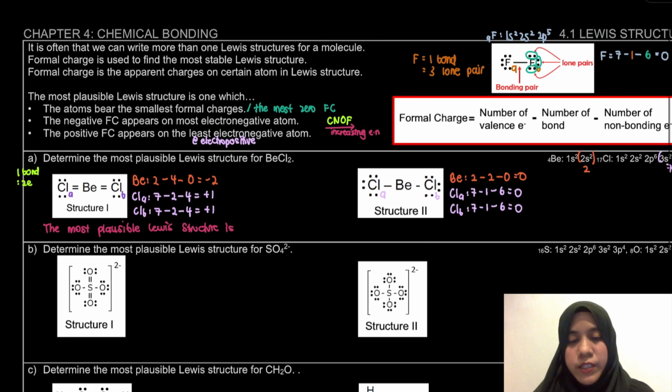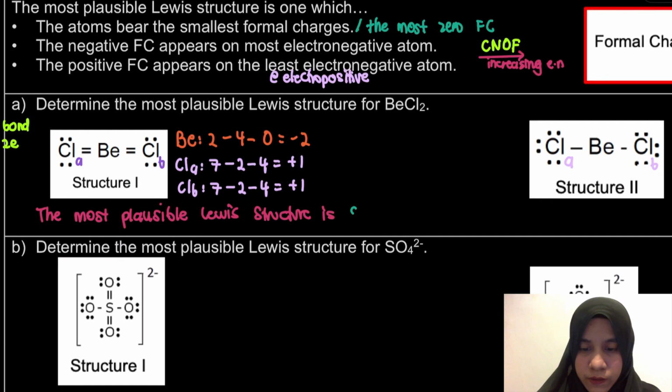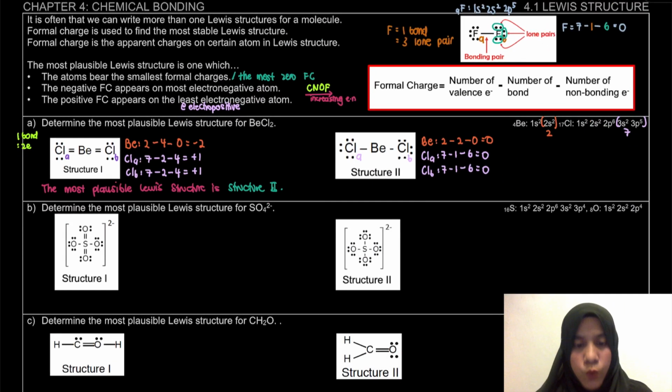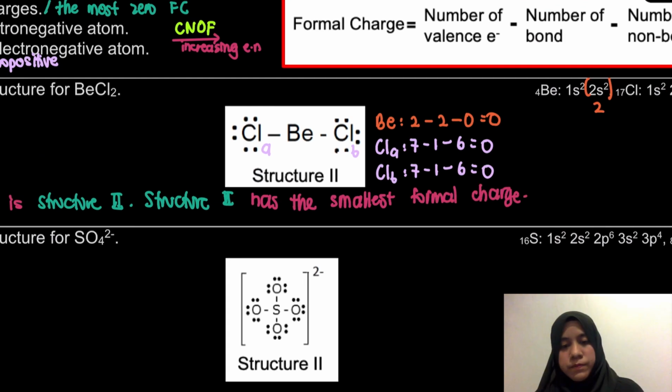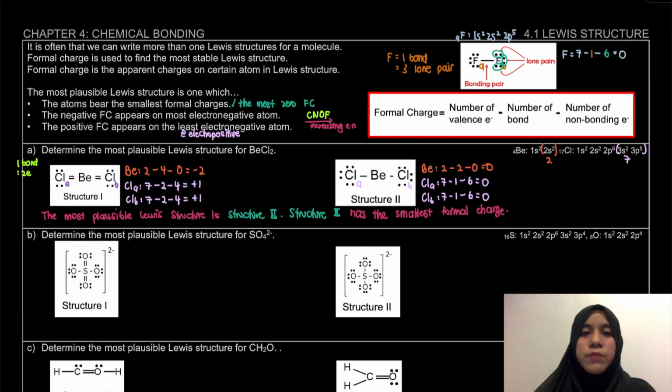The most plausible one is actually our structure 2 sebab dia has the lowest formal charge. Maknanya dia banyak ni kosong lah. Okay, is structure 2. Lepas tu, we have to explain why. Sebab kita bagi tahulah, the structure 2 ni has the smallest formal charge. Dia nak memang the smallest formal charge lah. So which one is the correct one? The most stable one is actually structure 2 ni. Sebab tu lah pun memang beryllium is okay if it does not achieve octet. Dia pun memang ada exception kan, incomplete octet. Okay, so that's the first example.